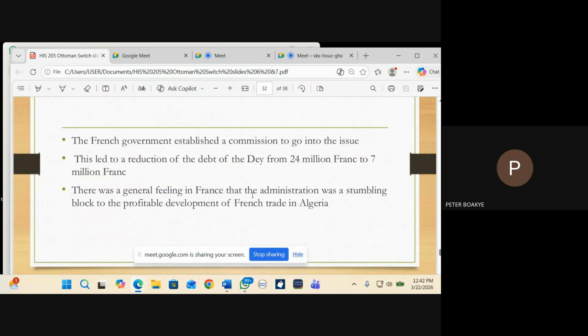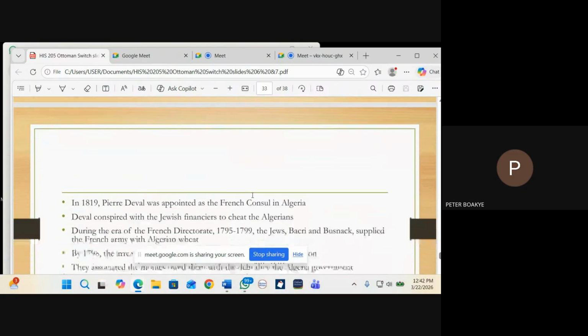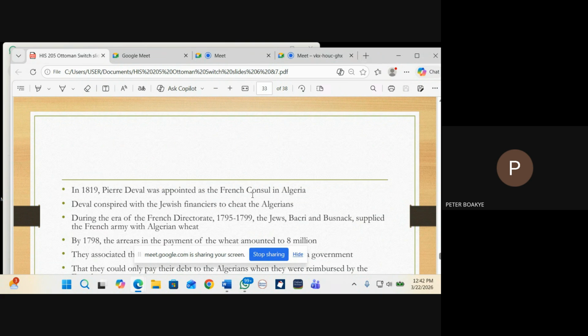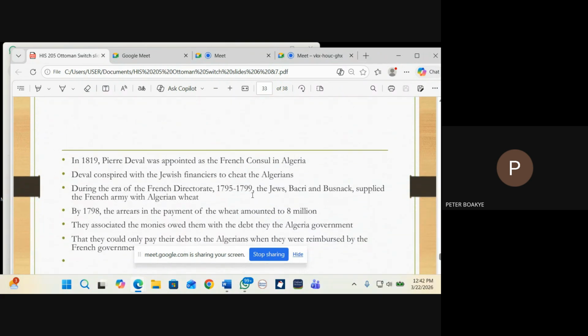Now, there was a general feeling in France that the administration was a stumbling block to the profitable development of French trade in Algeria. And so in 1819, Pierre Deval was appointed as a French consul in Algeria. Deval conspired with the Jewish financiers to cheat Algerians.